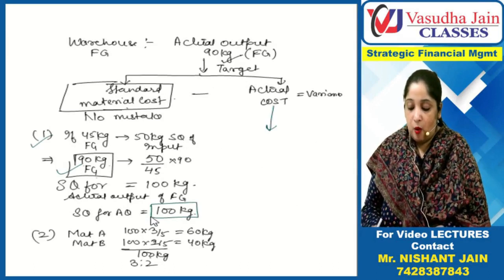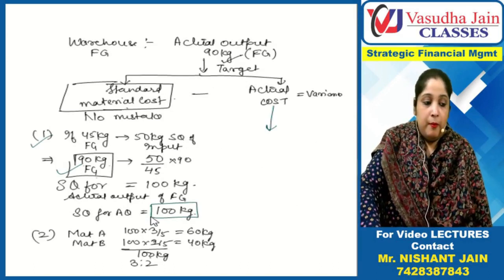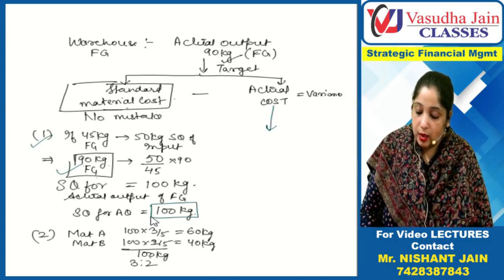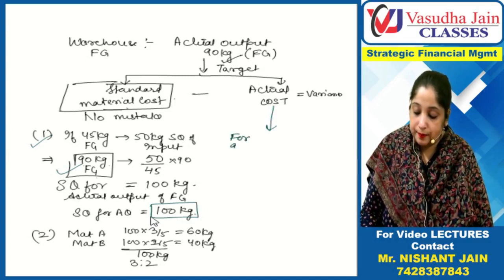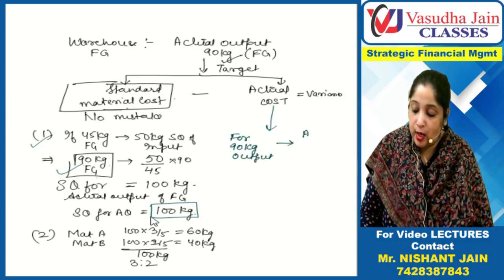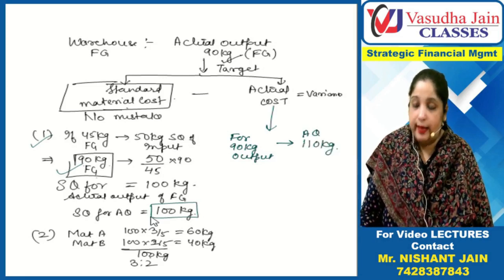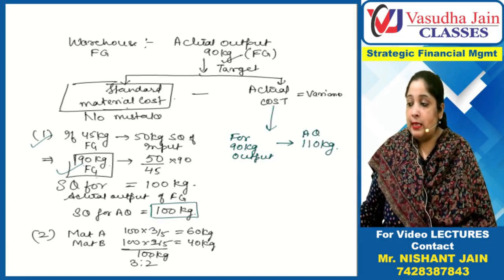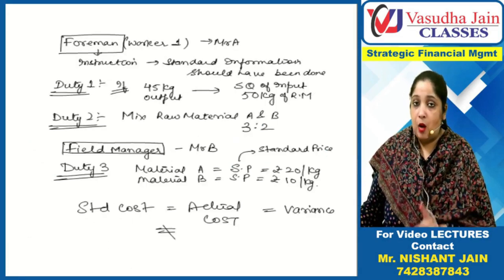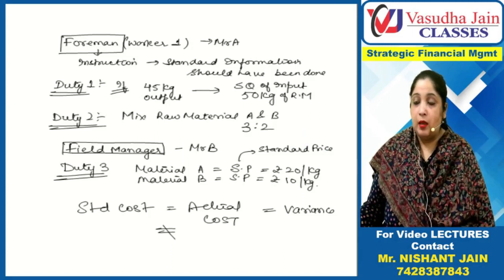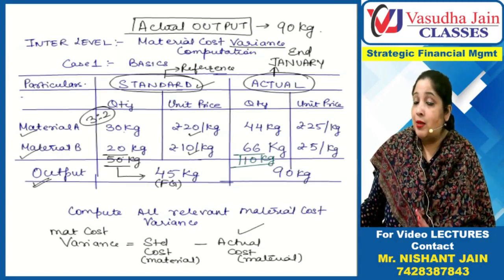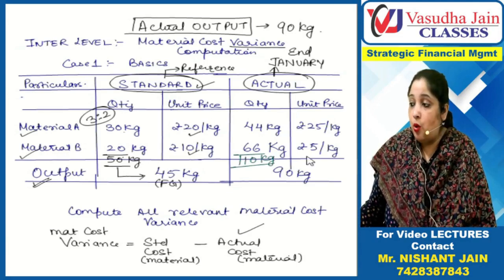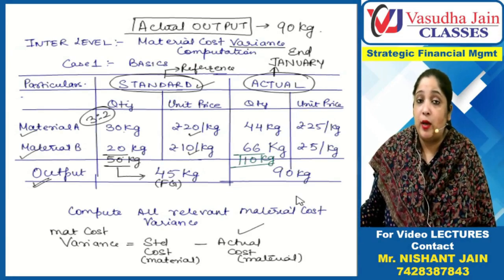And my dump foreman, for 90 kg output, has used actual input, actual quantity of raw material. He has used how much? 110. I'm very sad. And please understand now, very, very important thing. Since I told you I was away in the January month, I don't know the whole information. I just know what he's telling me.